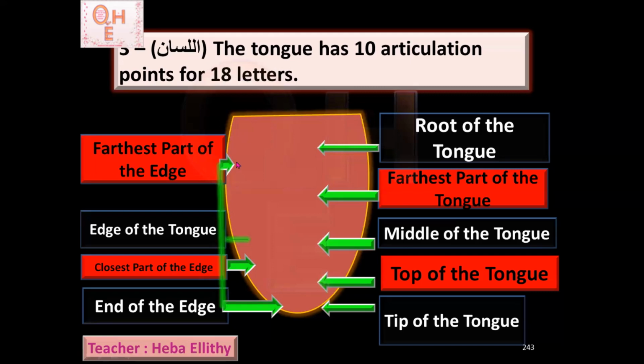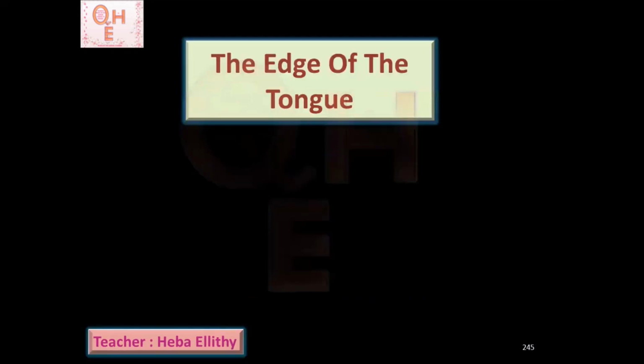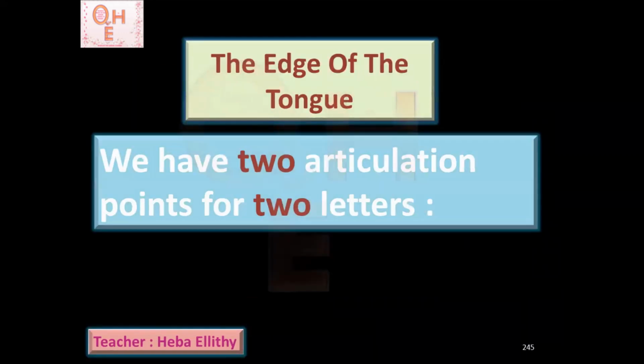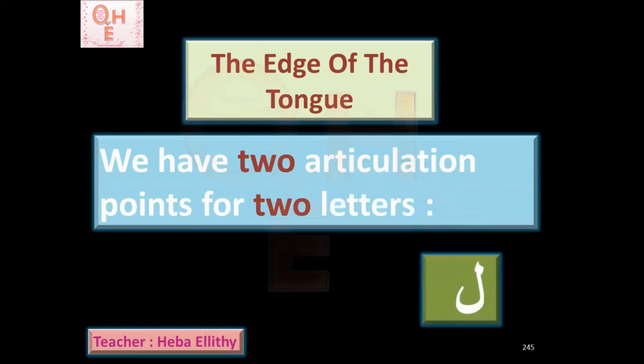Let's go together and see how many articulation points we have for this part and how many letters come out from it. We have two articulation points for two letters in حافة اللسان, in the edge of the tongue. What are these two letters? We have letter lam and we have letter daad. And these two letters are very important for Arab and non-Arab. Both of them are not easy for Arab and non-Arab.